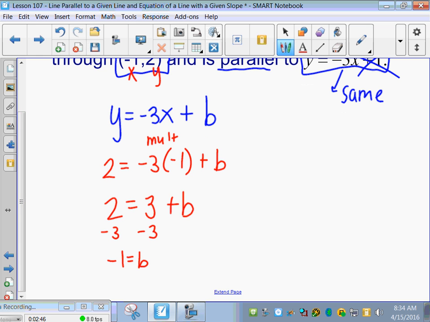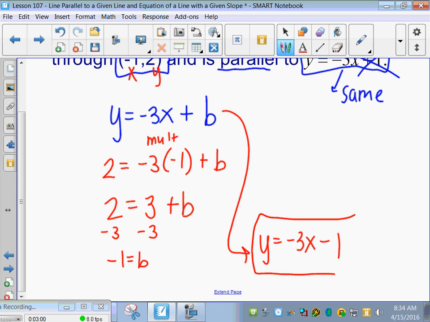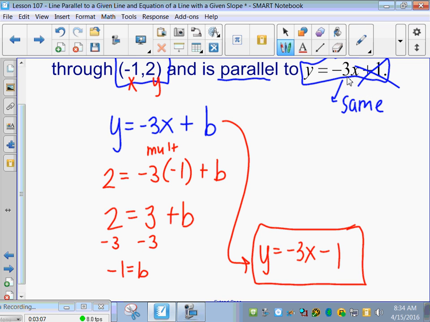That is not your final answer. Your final answer is your new line that has the same slope and the y-intercept that we just found. So y equals negative 3x, and instead of plus b, we put minus 1. So this line is parallel to this line because they both have a slope of negative 3.